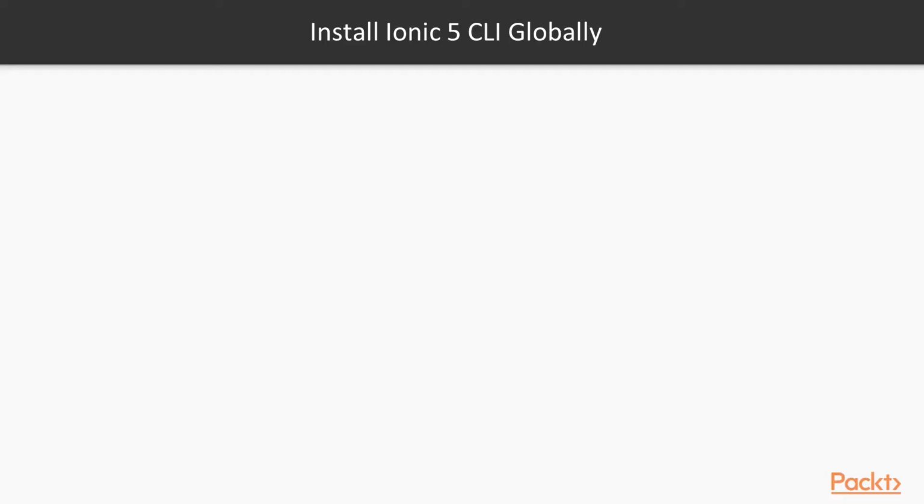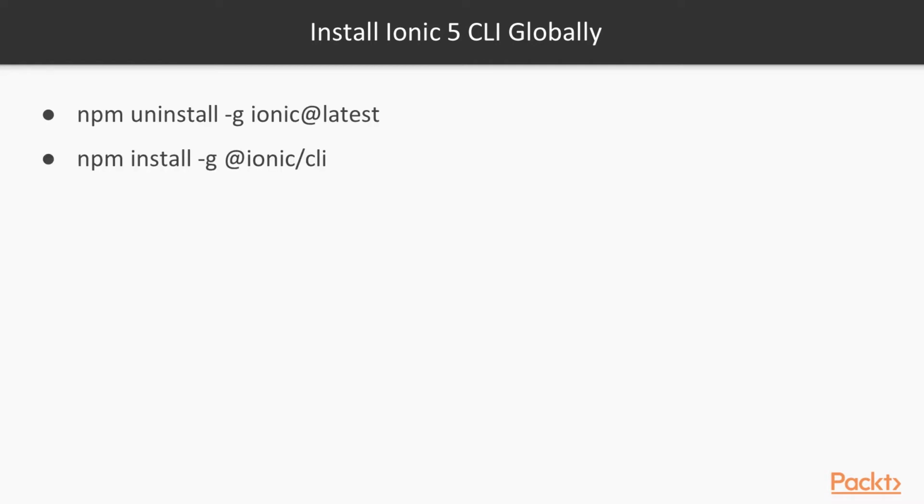So first of all, as I said, we need to install the Ionic 5 globally. And in order to do that, you should know that the package name has changed. So we have to uninstall the Ionic package, and then we will install the @ionic/cli package globally. And then we should be able to verify by doing ionic --version.